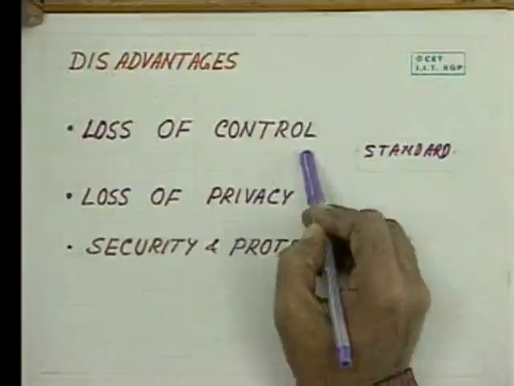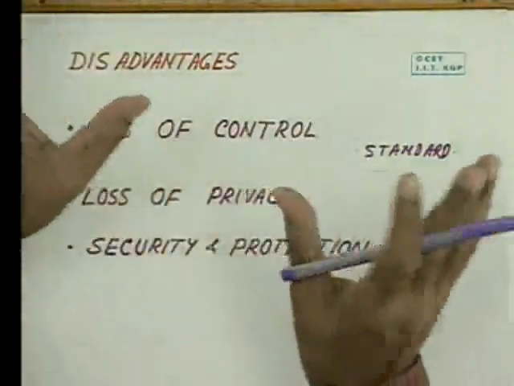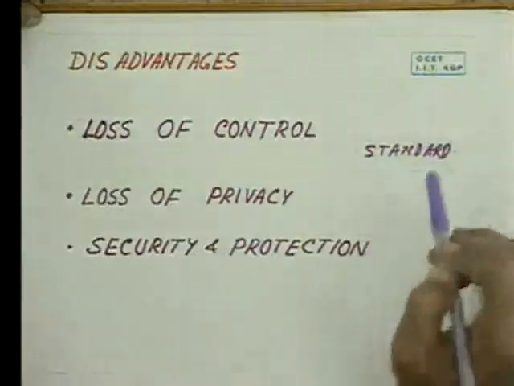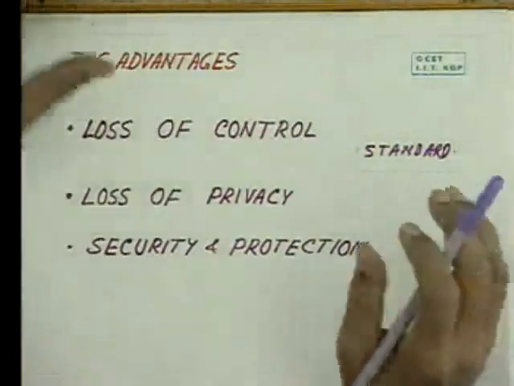But unfortunately, in this world, nothing is one-sided. You have got some disadvantages as well. One important disadvantage is loss of control. You have got a large number of computers, a heterogeneous computer environment with different types of hardware, software, databases, and so on. So it is very difficult to enforce some standard or control the entire thing in an effective way. So control becomes more difficult in a computer network scenario.